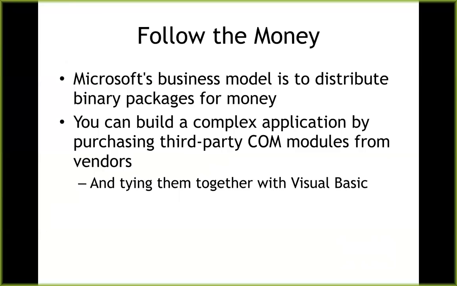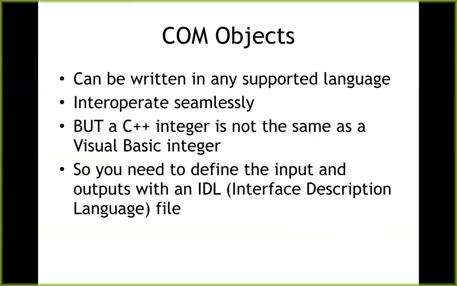So here's the game. If you want to write a program, you don't have to write it. You can pay people to write libraries and then use their libraries. So you get them to write COM libraries, and then you write a little Visual Basic shell to tie it together, and you can have an application even though you don't really know how to program. So these things are called COM objects. They can be written in any language, and they interoperate seamlessly.